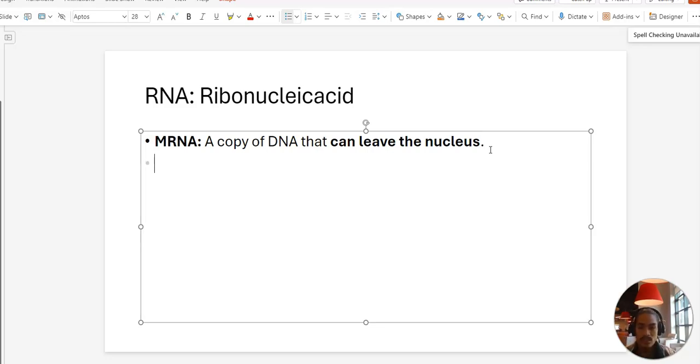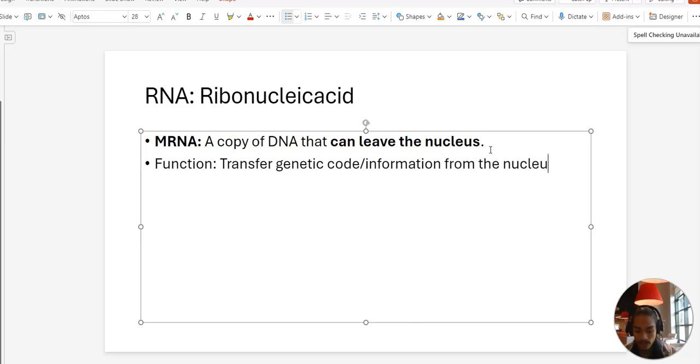Why would we need stuff to leave the nucleus? Good question. So, basically, the function of mRNA is to transfer genetic code information from the nucleus to the ribosomes to make proteins.